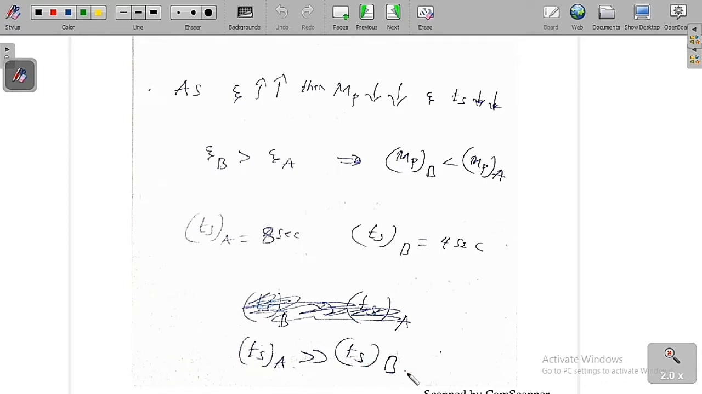Therefore we can conclude that system A has the higher overshoot when compared to system B. System A is having a higher overshoot when compared to system B because it has a low damping ratio. So low damping ratio means higher peak overshoot. As the damping ratio increases, peak overshoot decreases and the settling time decreases.